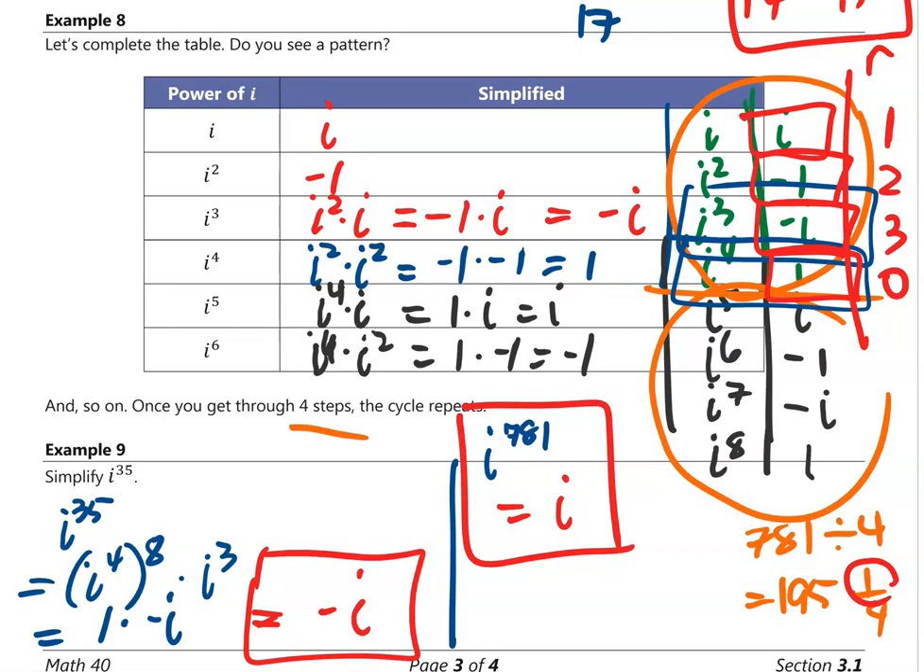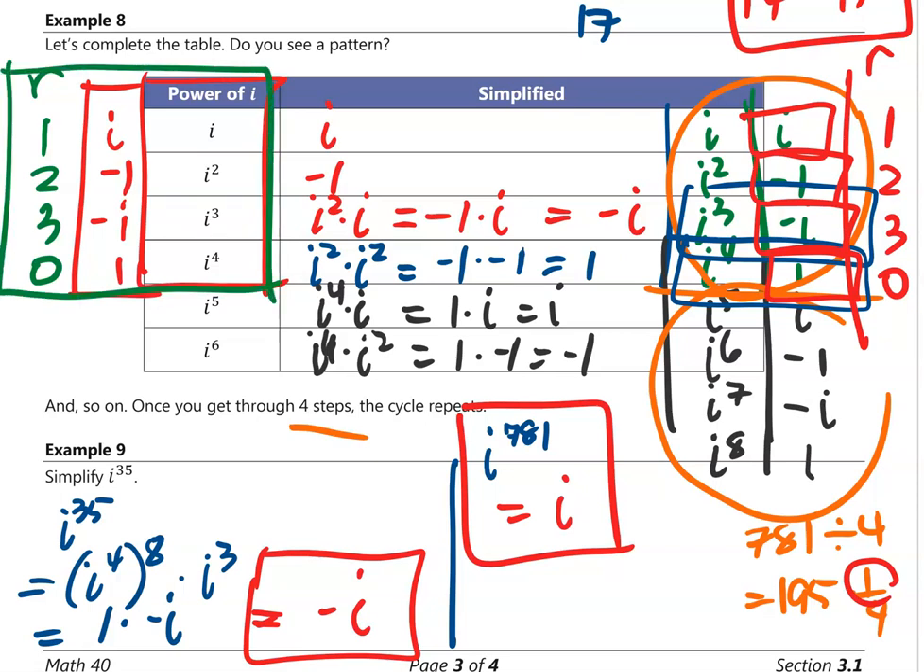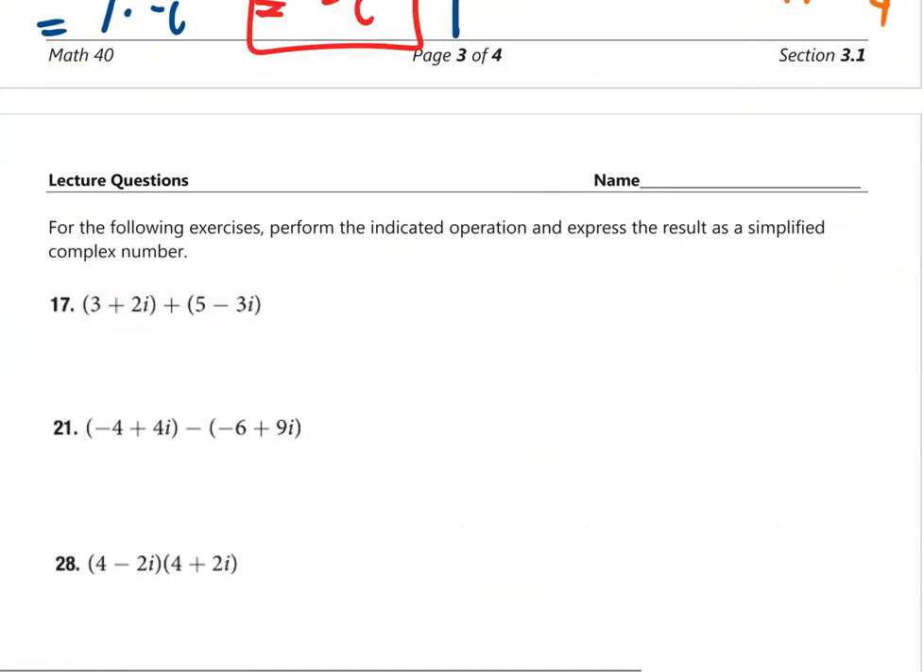Okay, so take note again of the powers of i. The answers here are i, negative 1, negative i, and positive 1. And if you want to look at the remainder, the remainder here is 1, 2, 3, and no remainder, 0. So this is all you need to remember. Okay. Next.